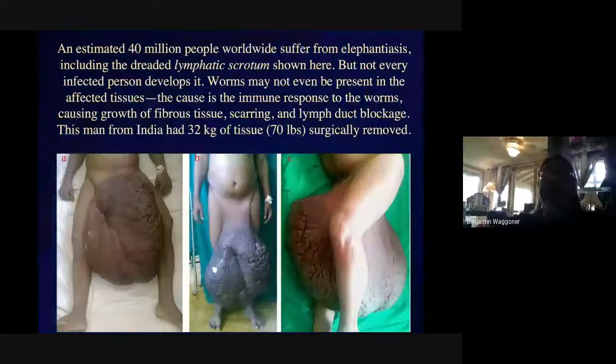Yeah, there's an estimated 40 million people that suffer from this worldwide. This is from a case of lymphatic scrotum.